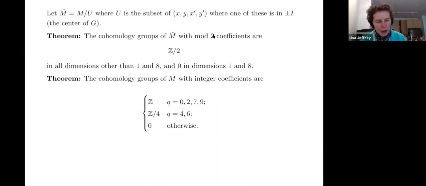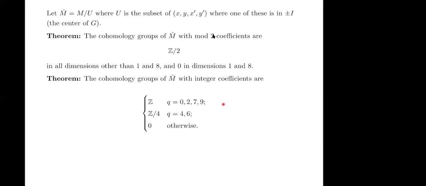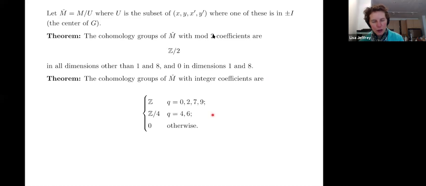Let me introduce M caret, which means M quotiented by the subset where some of the elements are in the center of the group, plus or minus the identity. It turns out that the cohomology groups of M caret with mod 2 coefficients are Z2 in all dimensions other than 1 and 8, and 0 in those dimensions. And the cohomology groups of this space with integer coefficients are Z for dimensions 0, 2, 7, and 9, Z4 for dimensions 4 and 6, and 0 otherwise.